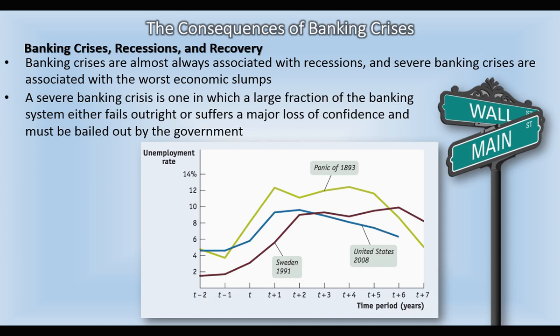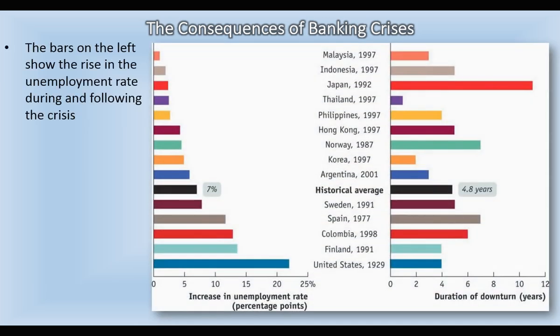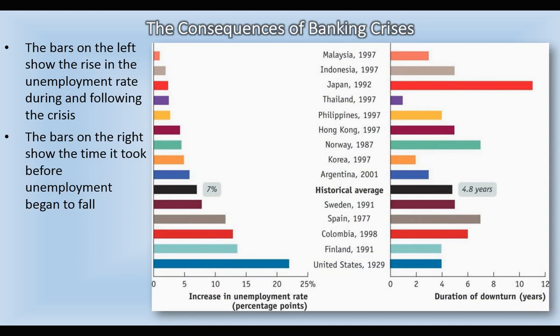So a severe banking crisis is one in which a large fraction of the banking system either fails outright or suffers a major loss of confidence and must be bailed out by the government. Such crises almost invariably lead to deep recessions, which are usually followed by slow recoveries. The bars on the left show the rise in the unemployment rate during and following a crisis, and the bars on the right show the time it took before the unemployment began to fall. So again, you see unemployment rose pretty heavily in all of these different countries that experienced banking crises.